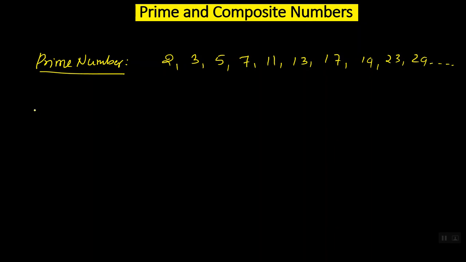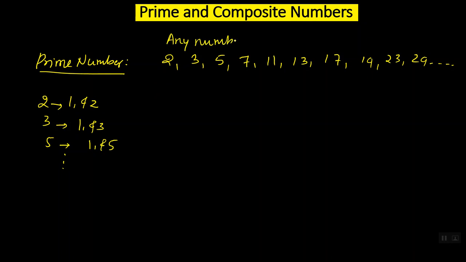Why am I saying that? Because 2 is divisible by 1 and 2 itself. 3 is divisible by 1 and 3 itself. 5 is divisible by 1 and 5 itself, and so on. So any number divisible by 1 and itself is a prime number.